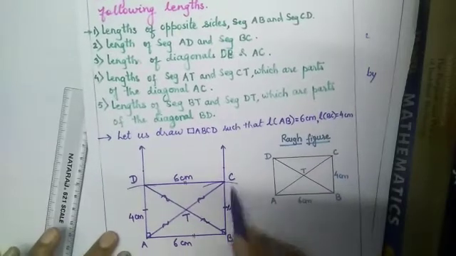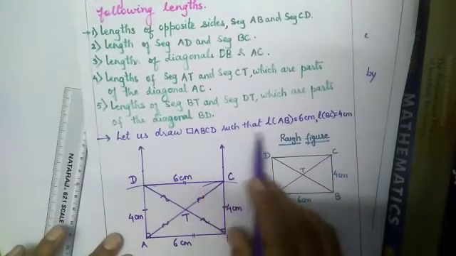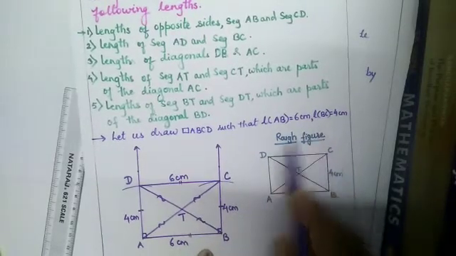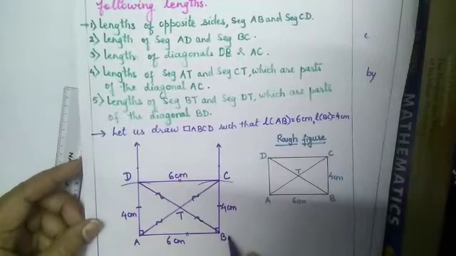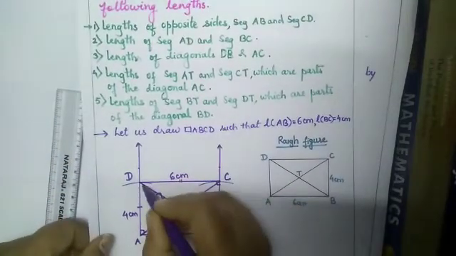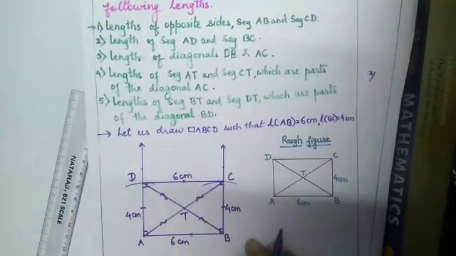So in this way we have constructed a quadrilateral ABCD where length AB is 6 cm and BC is 4 cm. In this way we have to do the activity. After measuring all the lengths and sides, what do we conclude? You have to note down the properties which are given on page number 44. Which are the properties of a rectangle? Those three properties: opposite sides of a rectangle are congruent, diagonals of a rectangle are congruent, and diagonals of a rectangle bisect each other.